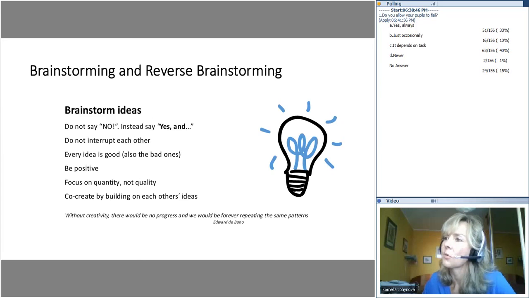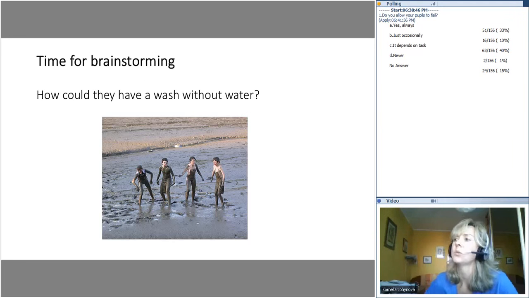But we can try reverse brainstorming, go backwards. Turn a problem on its head by asking, how can you make the problem worse? How can you achieve the opposite effect? Generate opposite solutions, and then turn everything on its head again and generate ideas for solving the original problem. So now it's time for you to brainstorm.